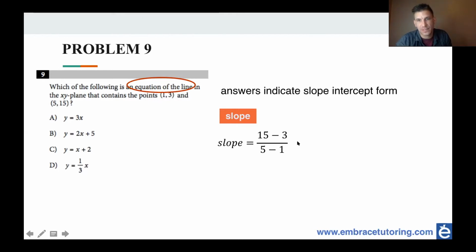If I simplify this, I'm going to end up getting 12 over 4, right? Which will then simplify to become 3. If 3 is going to be my slope, I go back to my answers, and it appears as though it is going to be A.